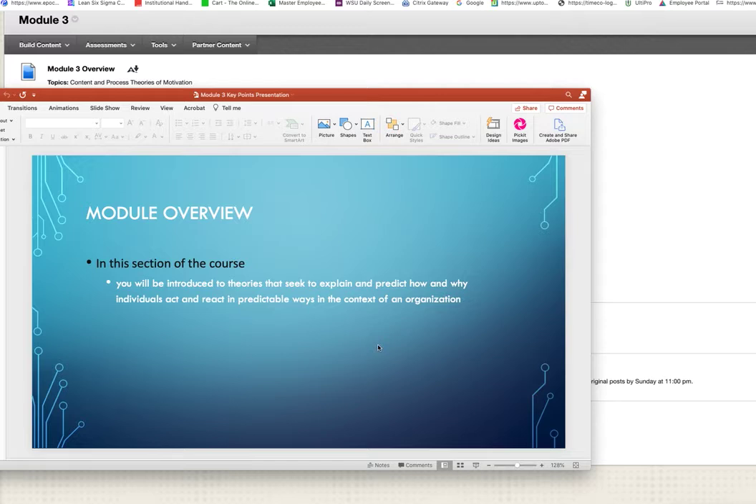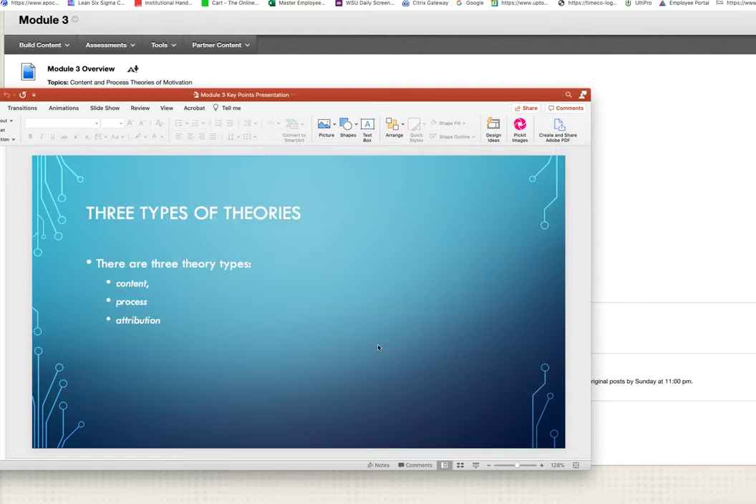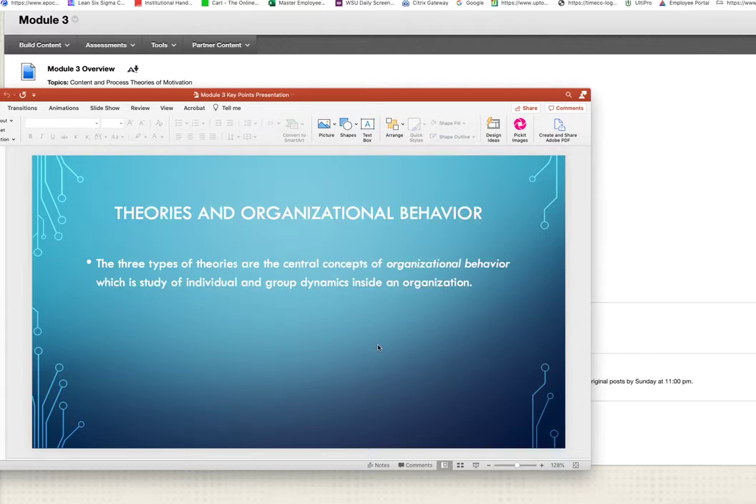You're going to be introduced to the theories that seek to explain and predict, two different levels of theory there, why individuals act and react in predictable ways in the context of an organization. As we said, there are three types of theories, and they are shown here. The three types of theories are central to the concepts of organizational behavior, which is the study of individual and group dynamics inside an organization.